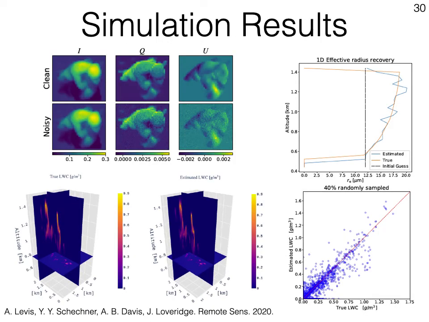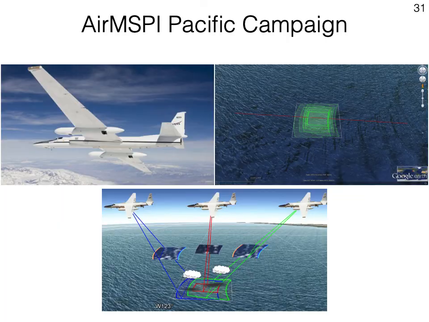In the paper, we quantitatively assessed our approach using LES simulations. We simulated realistic AirMSPI polarimetric measurements with realistic noise based on sensor parameters and compared the recoveries of the liquid water content and the 1D effective radius. We also demonstrated our approach on real AirMSPI data from a Pacific campaign.